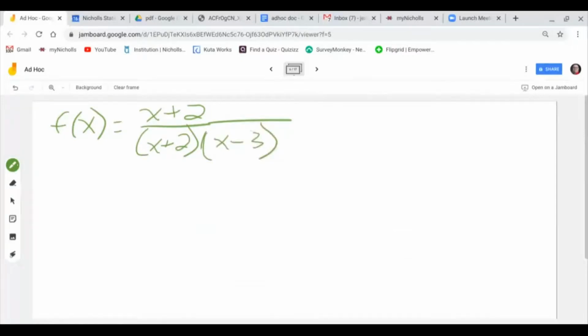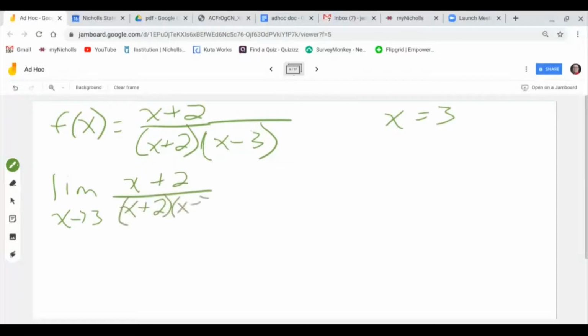All right, so we know it's not defined at x equals 3, but can we find a limit? Well, let's see. We try the limit as x approaches 3 of (x + 2) divided by (x + 2)(x - 3). I can't reduce anything, and that denominator is going to go to 0 even if I just take the limit of it. So that's not going to work. I can't do anything. So you could go with the table structure here to try to figure out what's happening.